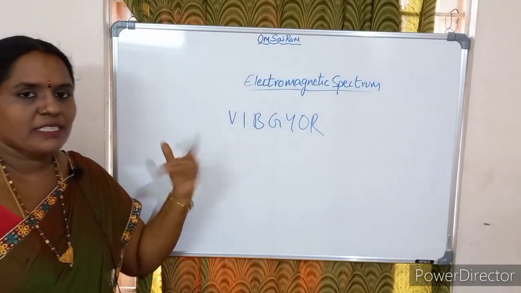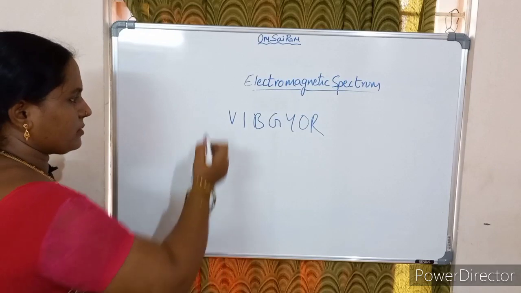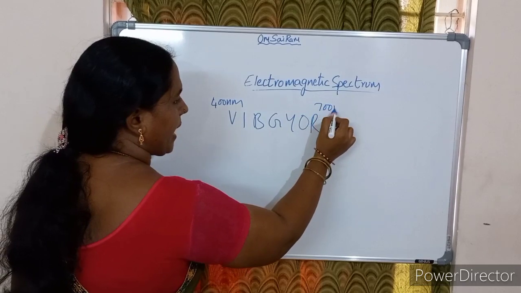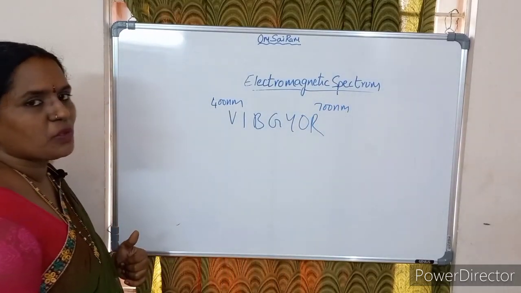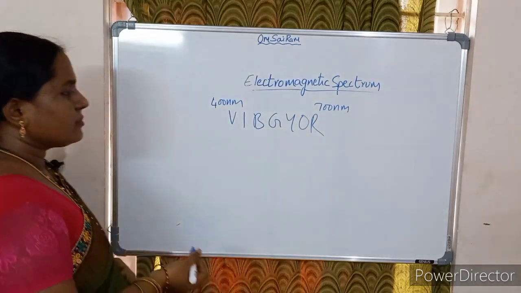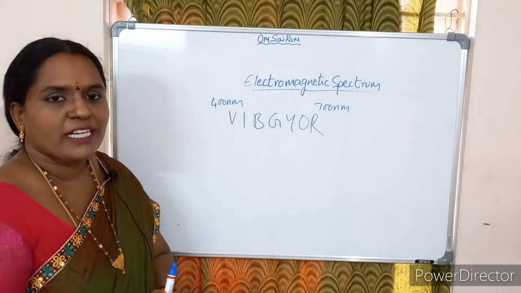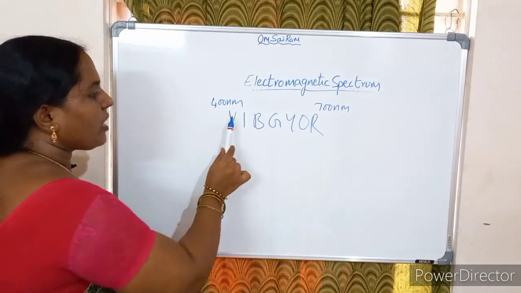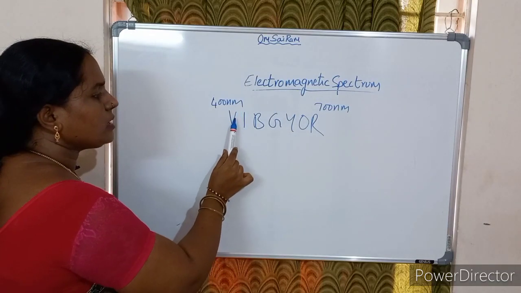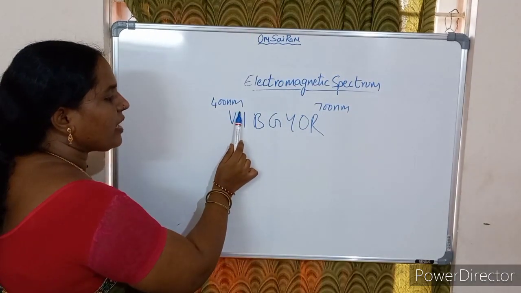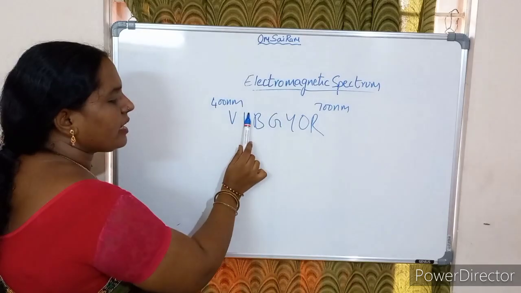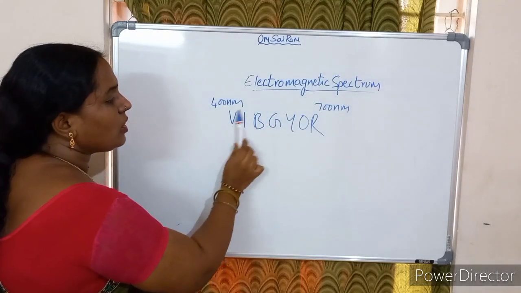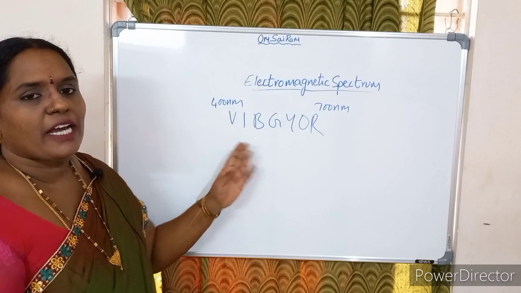The visible region present in the electromagnetic spectrum is VIBGYOR, from 400 nanometers to 700 nanometers. Only this region is visible to us. Next, this electromagnetic spectrum is a continuous spectrum. Continuous means after violet there is no gap; we cannot distinguish the ending of the violet color and the starting of the indigo color, or the ending of indigo and the starting of blue. They are continuous. So this electromagnetic spectrum is a continuous spectrum.